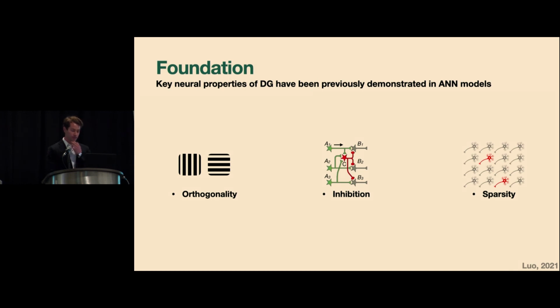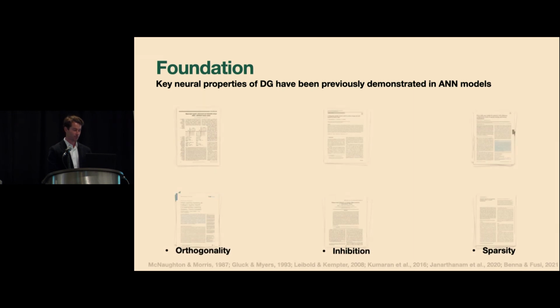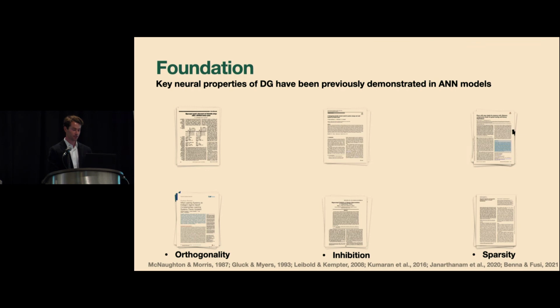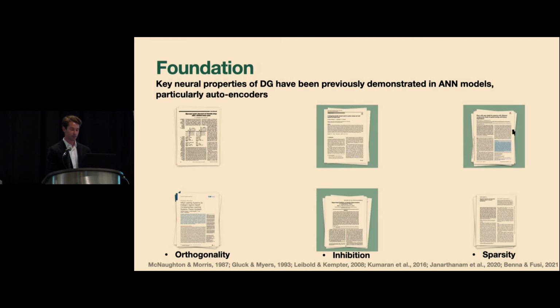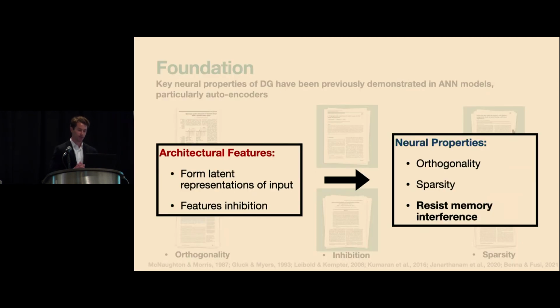Efforts to instantiate these three properties in modeling and theoretical accounts of the hippocampus have proven quite successful over the years, with these six constituting key examples. An important point is the fact that several of these examples, these three in particular, made use of an autoencoder architecture. The precise nature of an autoencoder is something I'll talk a bit more about in the next section, but a key feature of the autoencoder is that it forms latent representations of its input, a property the dentate is believed to share.